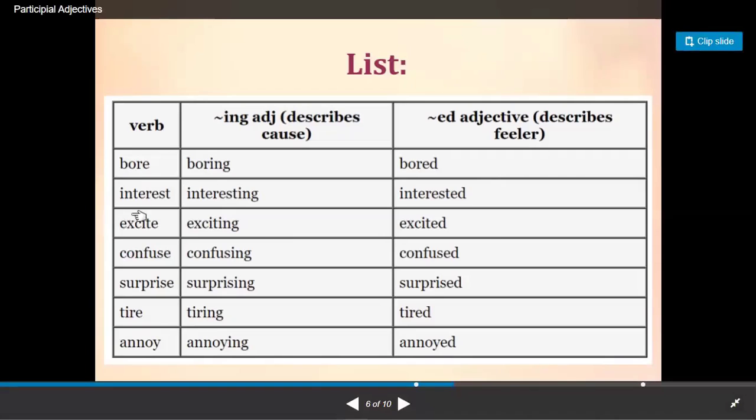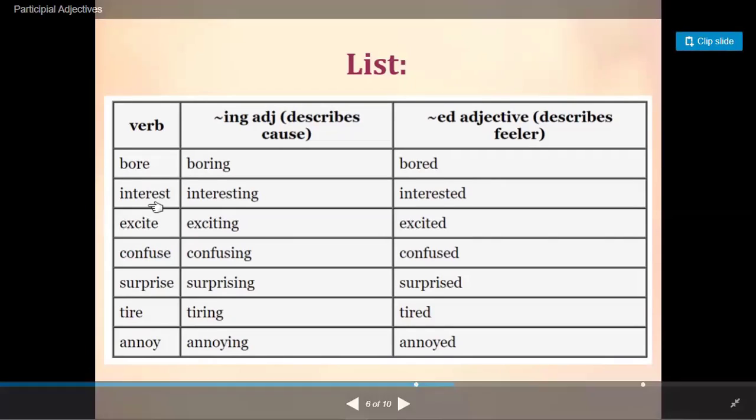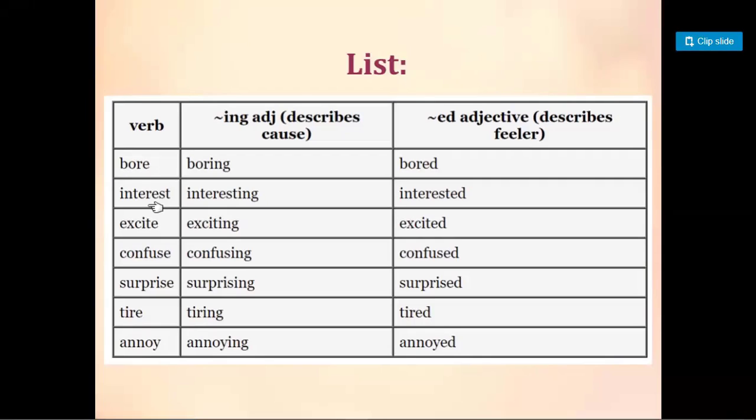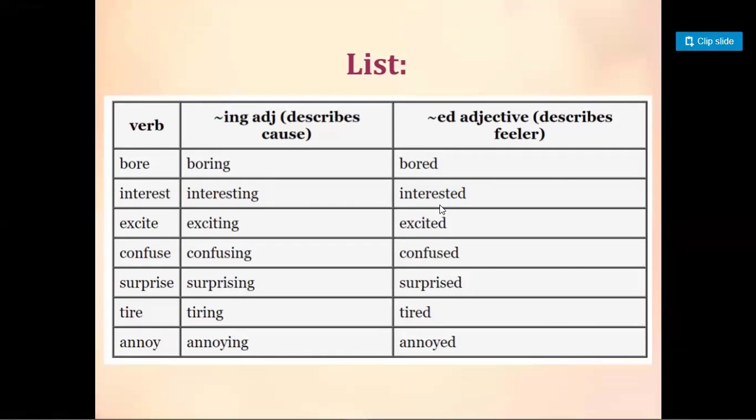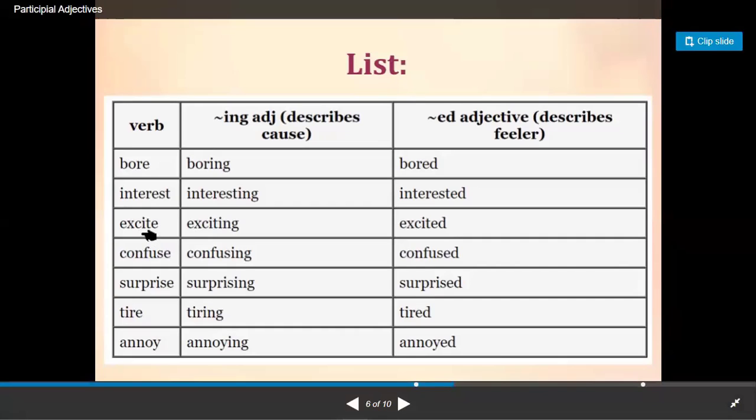Zubair, what is another word here? Interest. Okay, interest, and what is this adjective? Interesting, interested. Interesting means interested. Now use interested in any of your sentences. Sir, I am interested to read this book. I am interested in reading this book. We say it this way: I'm interested in reading this book. Very good.